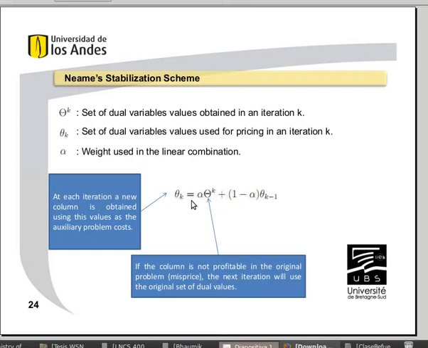As could be expected, some iterations do not allow obtaining reductions in the original problem, and the method has not yet reached an optimal solution. If this is the case, the next iteration will use the original set of dual values obtained in the previous iteration, and we could say that we have a misprice.